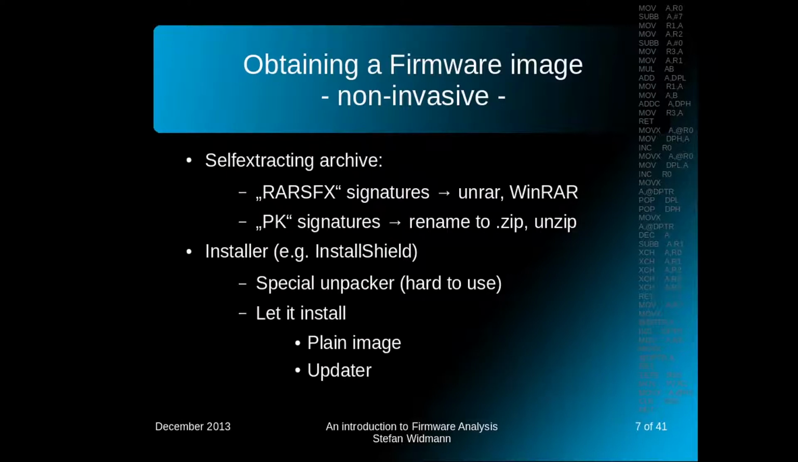So, if it is a self-extracting archive, search for signatures like RAR SFX or PK. You can unpack them. For example, if you just rename a PK containing file to .zip, you can unzip it. If it is an installer, like Install Shield, there are special unpackers. But the problem is they are very hard to use. They are extremely version specific, so it might work or might not. So the best way is to just let it install and search in the installed files for a plain image or an updater.